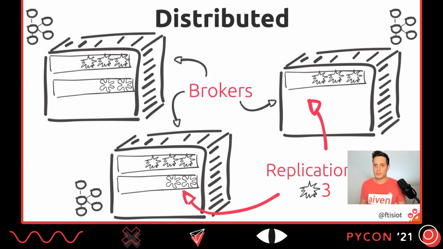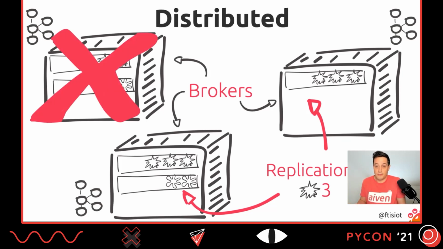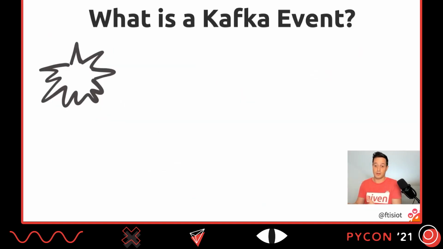Why do we make copies? Because we know that computers are not completely reliable. So we know that we could lose a node, but still we are not going to lose information. So we know that Kafka is a good platform to manage logs, to manage events, but what is an event for Kafka? Well, for all that matters to Kafka, an event is just a key value pair.